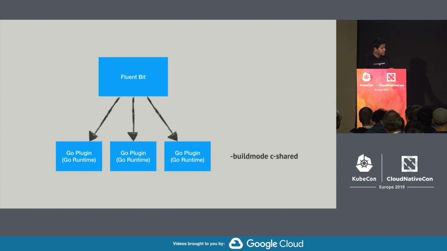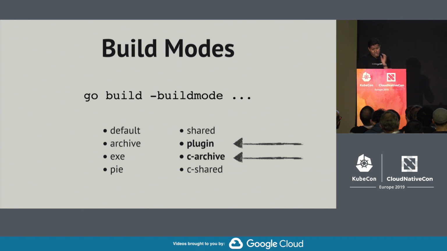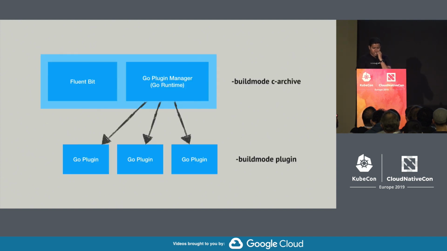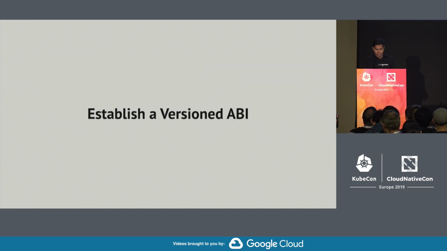So we had an idea of improving this in the future. Going back to the Go build modes, you have plugin and C archive. One idea we had was a Go plugin manager built with the C archive build mode. That way you can statically link it with Fluent Bit, and it contains the Go runtime. That plugin manager then loads Go plugins that are built with the plugin build mode, which is simple and clean. You don't have to worry too much about the cgo side of things. That's just one idea for improving plugin management.